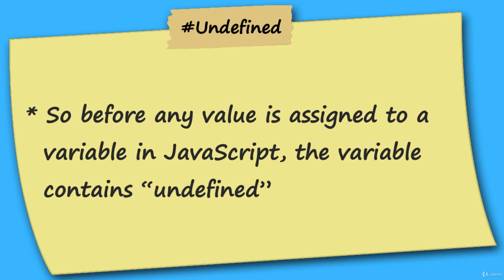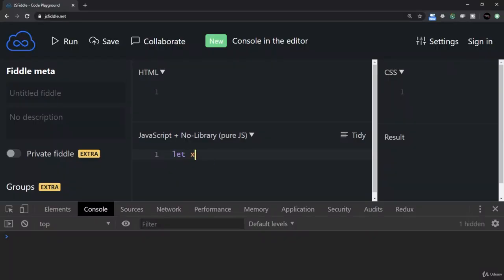Let's run a sample code to understand it with more clarity. Let's say I declare a variable x and I will simply try to display the value. Not only that, I'm going to also display the type of x. Type of is a kind of operator which gives you the type of the variable, that is the data type of a variable. Let's run the code and see what happens.